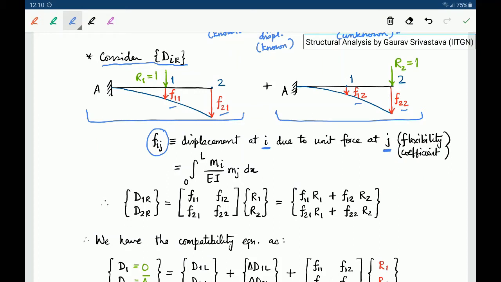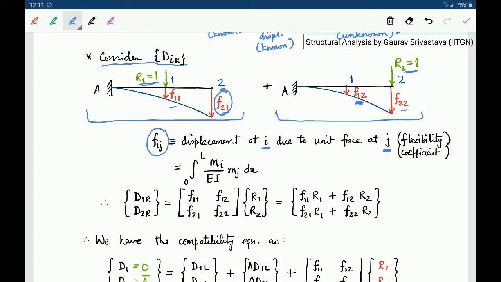Okay, so for example, if we see F21, this is the displacement at the second coordinate due to unit force at the first coordinate, right? And similarly F12, this is the displacement at the first coordinate due to unit load at the second coordinate. And you can easily see that due to Maxwell's reciprocal theorem, this F21 and F12 will be equal in magnitude and direction, right?